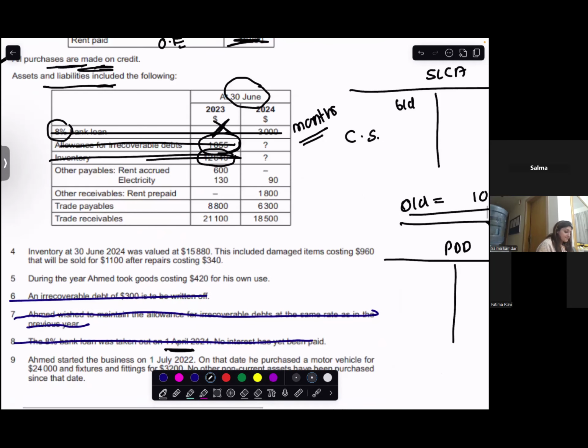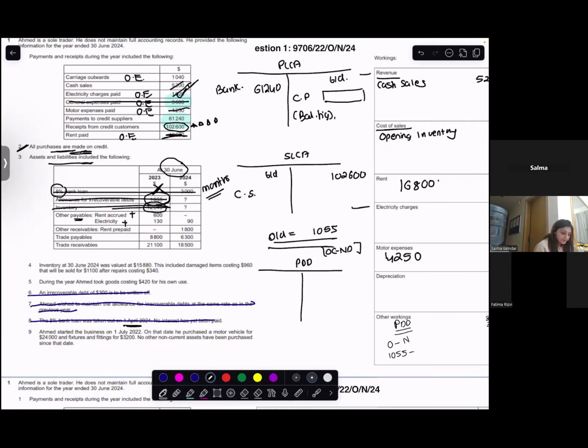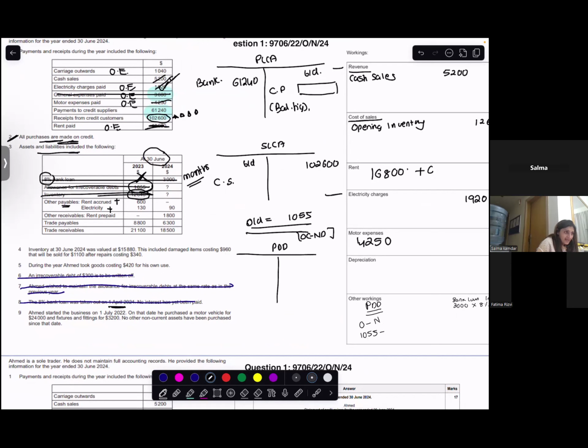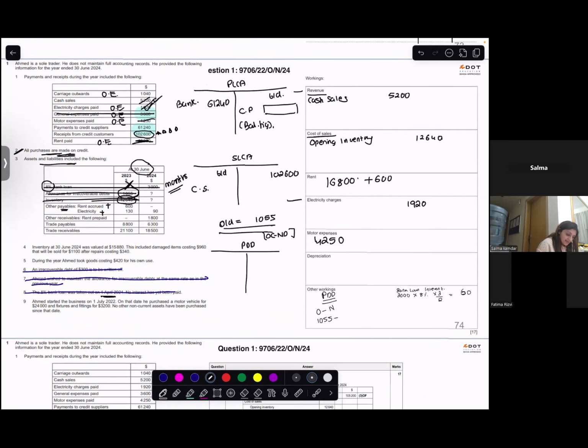Other payables. Payable yet to be paid. It is outstanding. Outstanding is added. So I need to add rent accrued and electricity accrued. So adding 600 to rent. I'm adding 130 to rent.